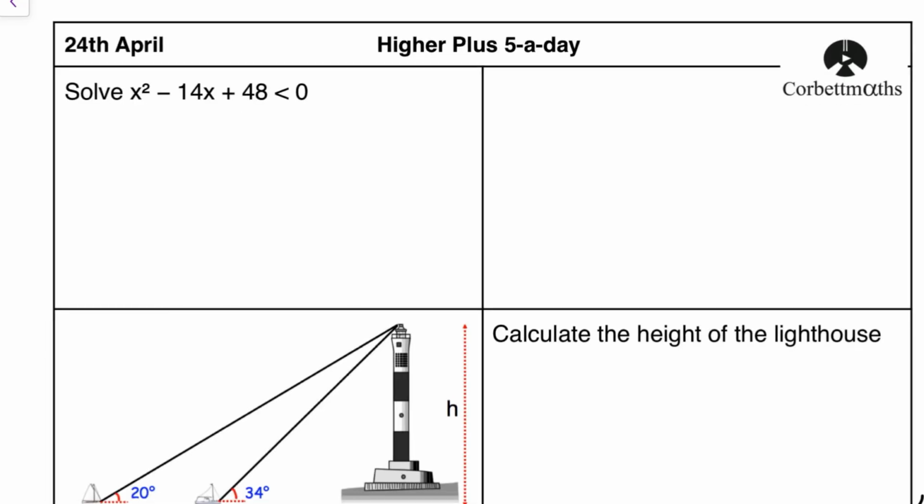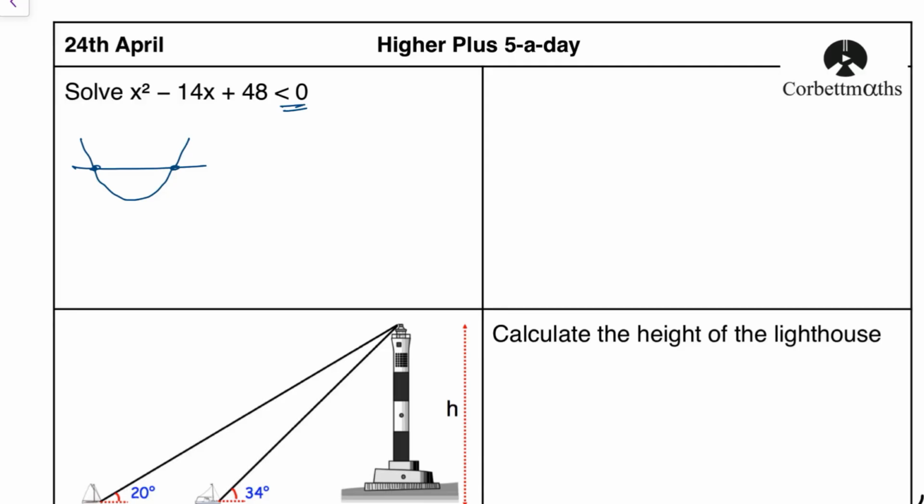Okay, so it looks like we're starting with a quadratic inequality. So there's very definitely a technique here. I want to work out all the values of x that give me less than 0. What would be helpful is if I could work out the values of x that give me 0, and therefore I know, because I know the shape of the quadratic, it's the values in between those values.